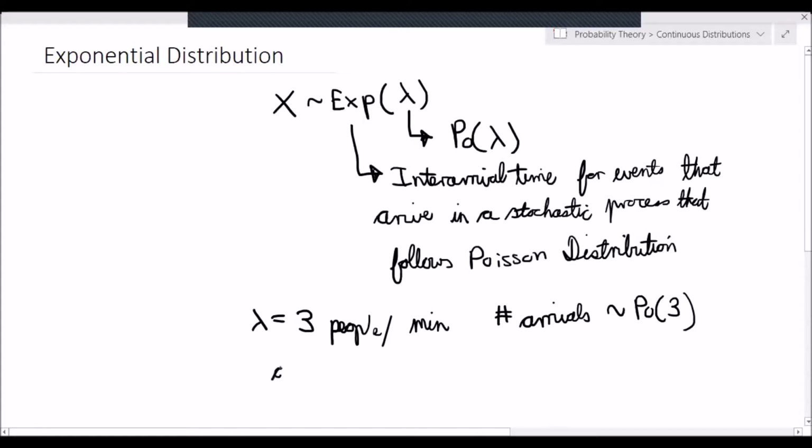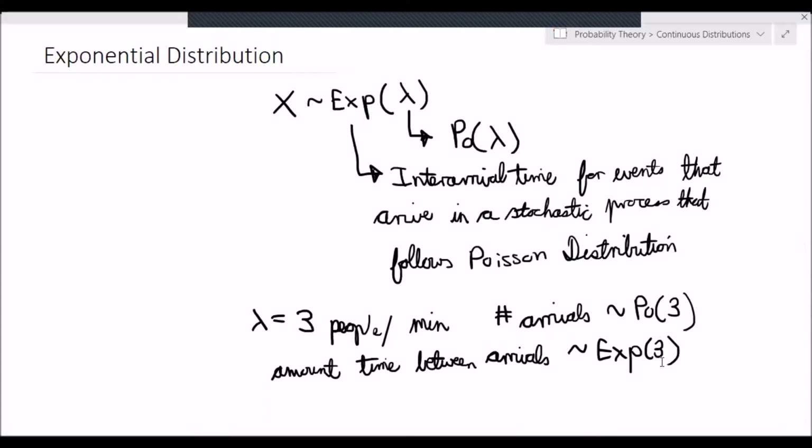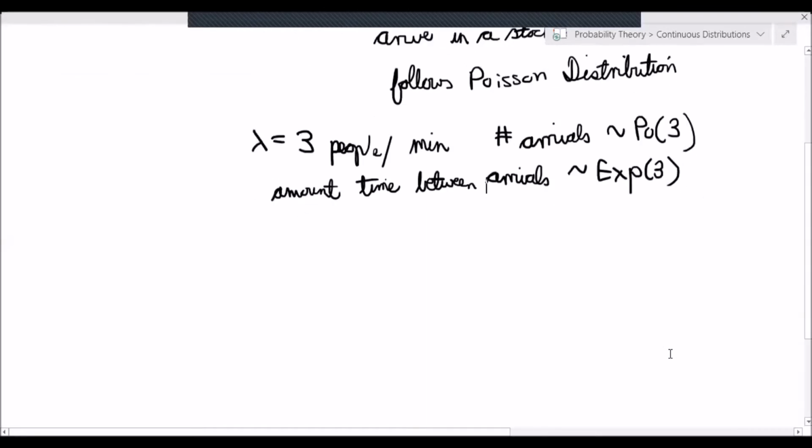So the amount of time between arrivals, or the inter-arrival time, will follow an exponential distribution with the same rate parameter. This is to give you an idea of how we use the exponential distribution. We use it to model the time between arrivals.